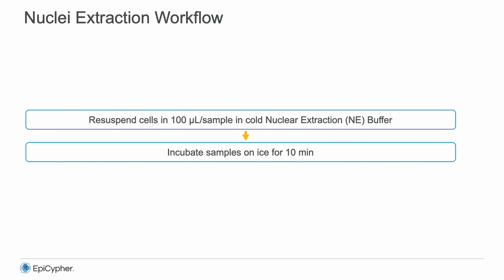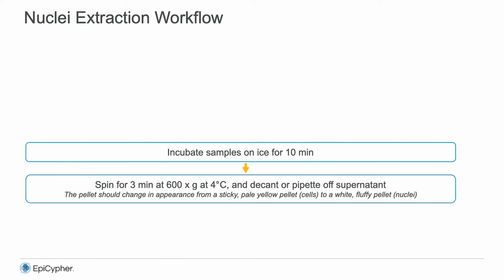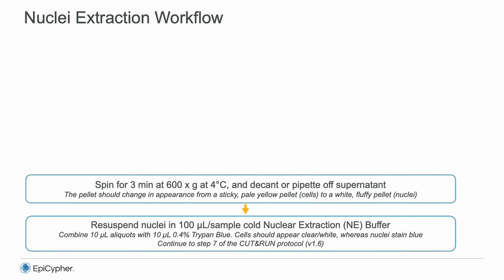After resuspension, incubate samples on ice for 10 minutes, then spin for 3 minutes at 600 g at 4 degrees Celsius, and decant or pipette to remove the supernatant. Finally, resuspend nuclei in 100 microliters per sample of cold nuclear extraction buffer, and proceed as normal at Step 7 of Section 2 to bind nuclei to the ConA beads.